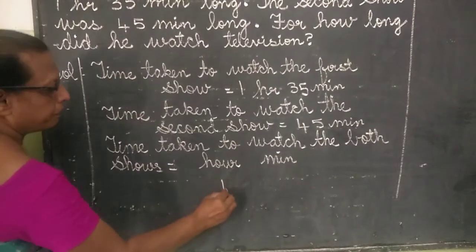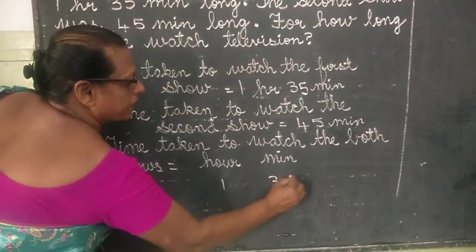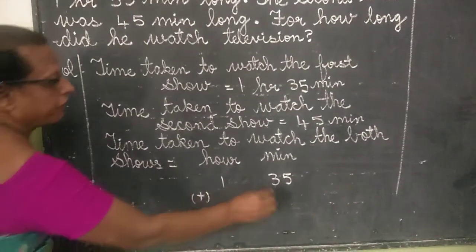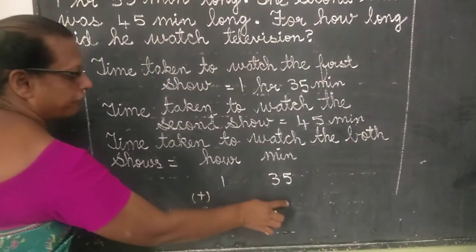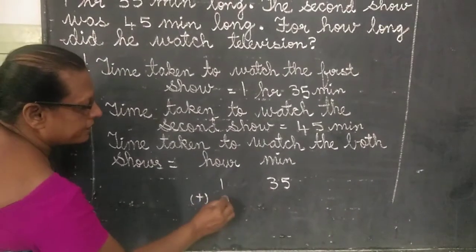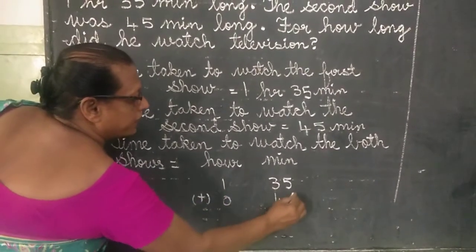1 hour 35 minutes and the second show 45 minutes. So you have to write in the minutes only. You should not write in the hour. So what you can do? You can write 0 and you can write here 45.